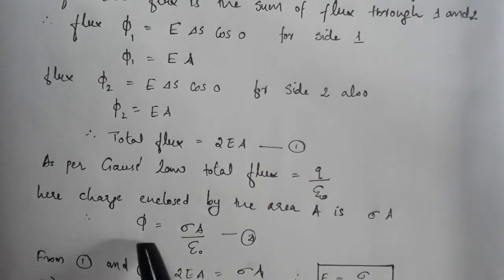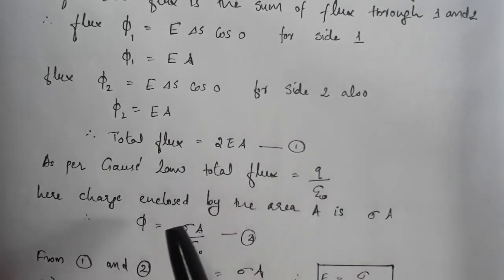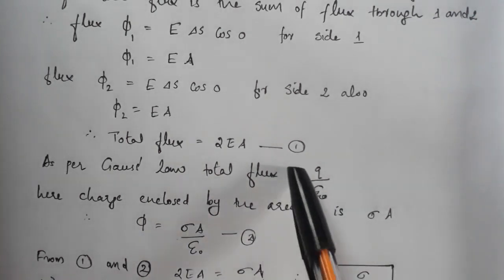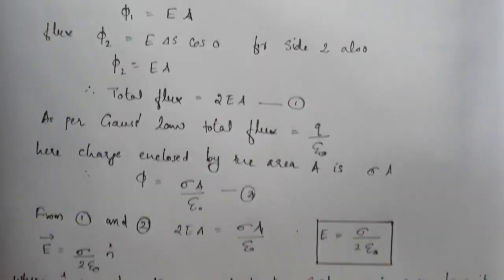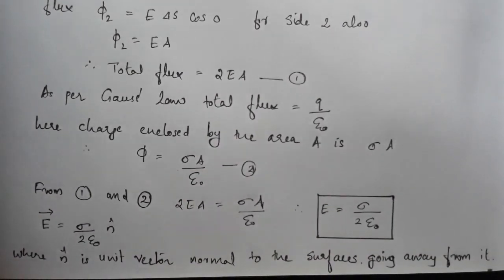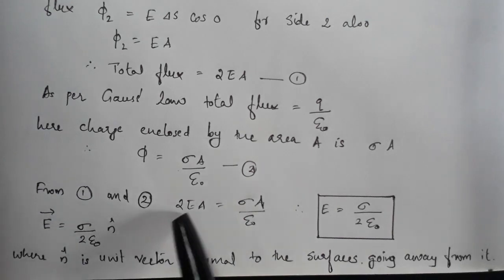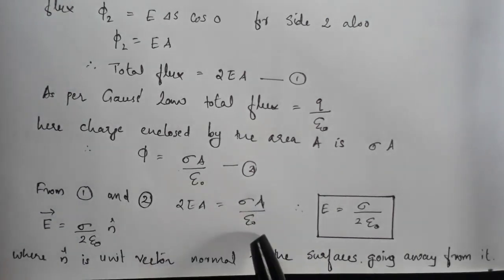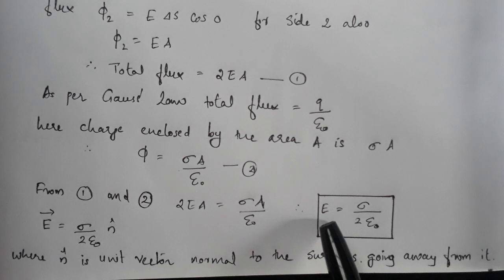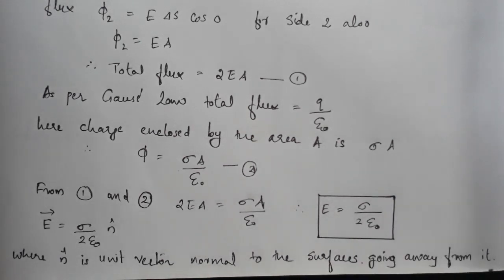Now I have the flux as per Gauss's law. Flux is sigma A by epsilon 0. Q by epsilon 0 replaced as sigma A by epsilon 0. So this is the flux equation, and this is also the flux. So I can equate equation number 1 and 2. I get the equation as 2EA equal to sigma A by epsilon 0, which will give me E is equal to sigma by 2 epsilon 0.